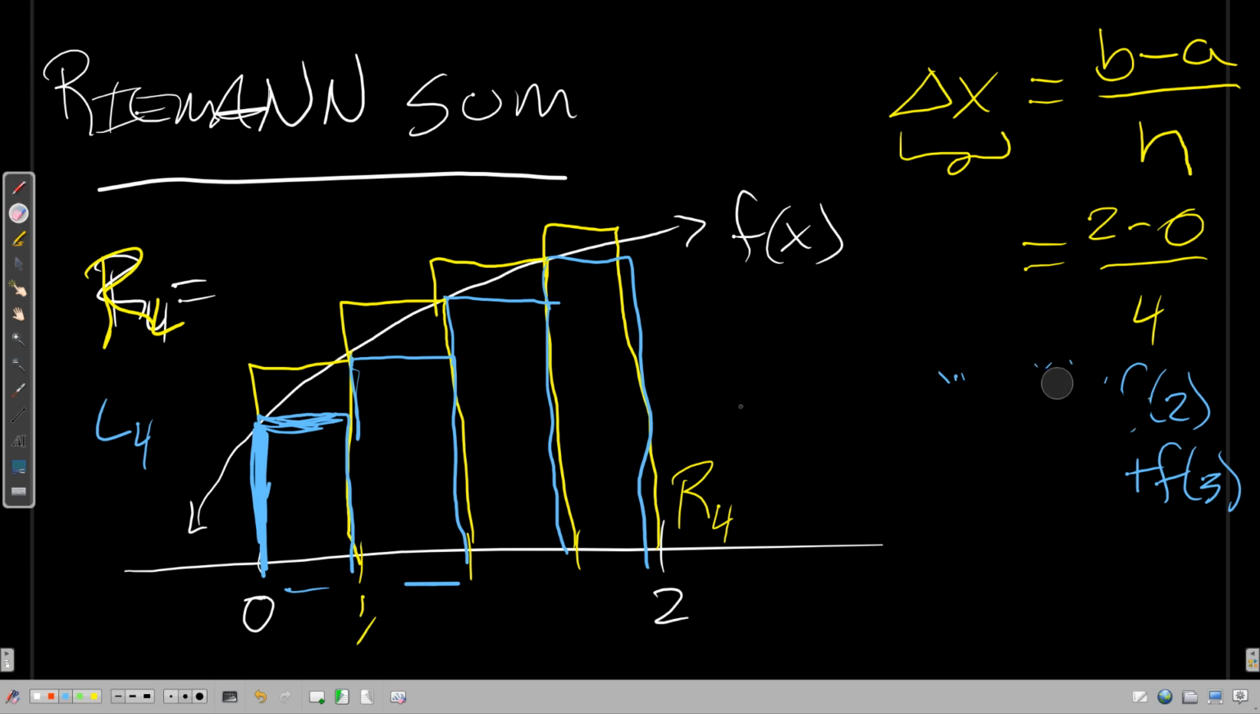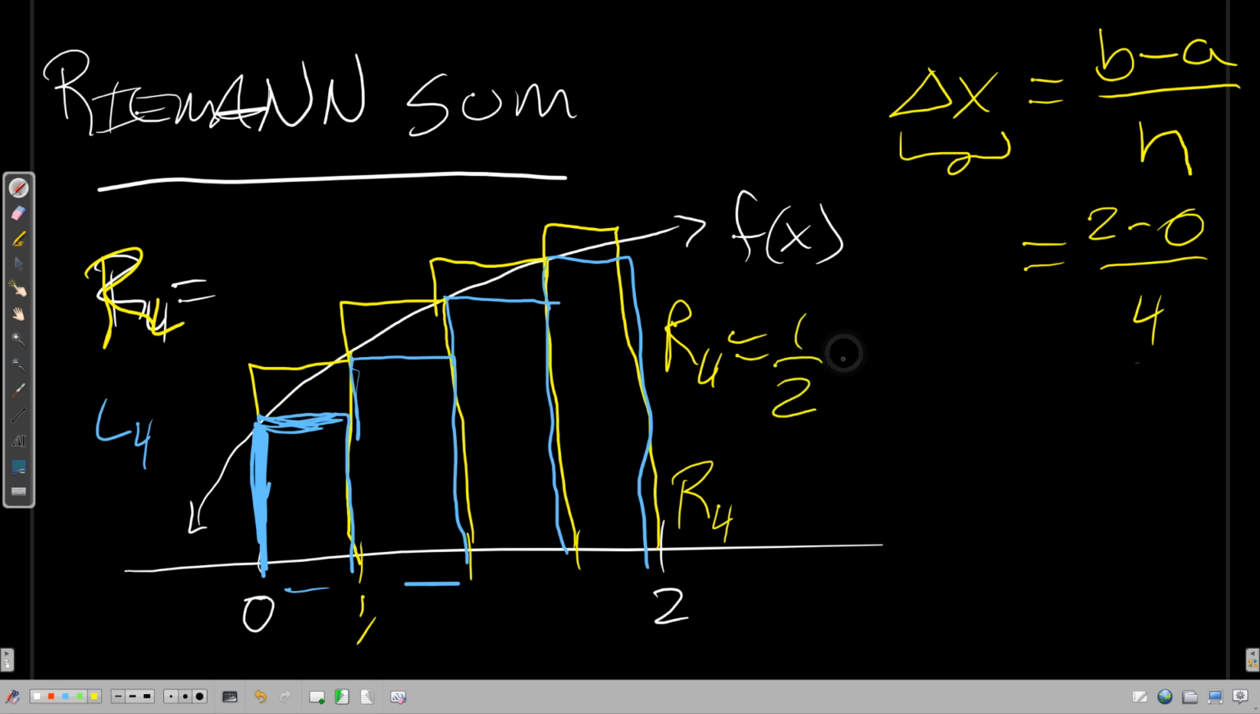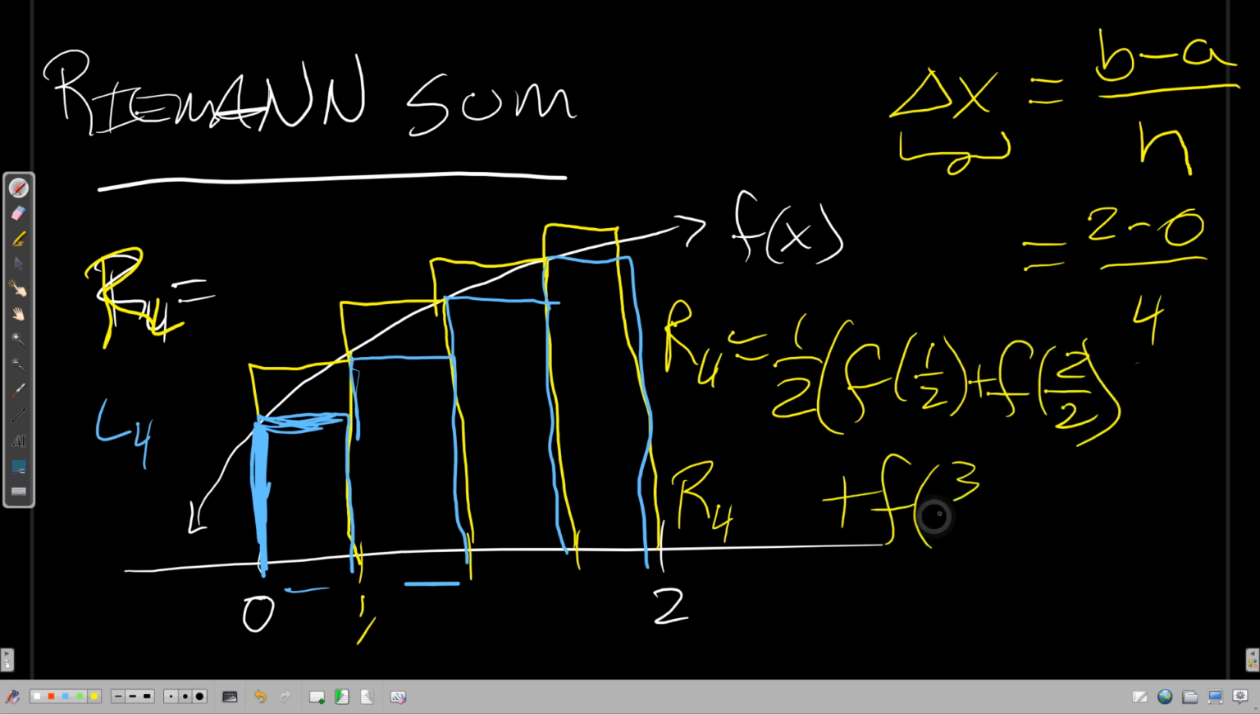right Riemann sum. Okay, so what am I saying? I'm saying that R4 would be the width of the rectangles times f of 1/2 plus f of 2/2 plus f of 3/2 plus f of 4/2. And now I've got four heights. And that's how I do my Riemann sums.